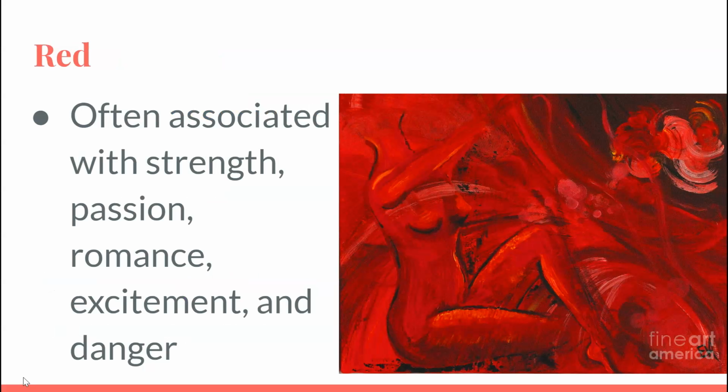Well, let's go ahead and just dig into each of the colors and really think a little bit about what they are meant to represent and the moods that they can create. Our first one is red. Now, red is often associated with strength or passion or romance and love and excitement, but it can also be associated with danger or anger or aggression. It all depends on the context.